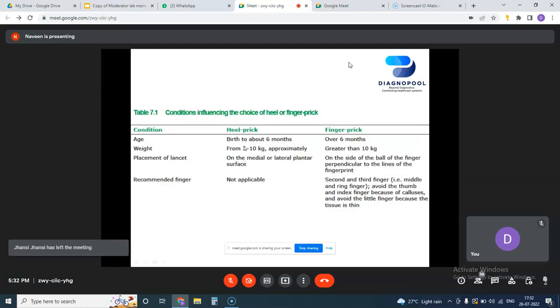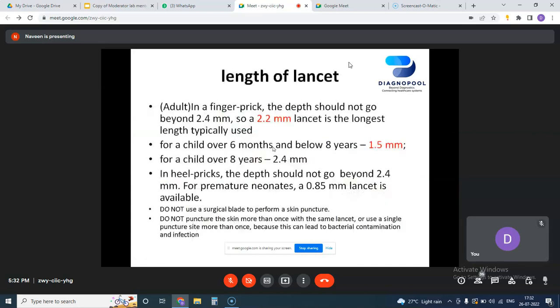And what we need to remember here is heel prick is preferred only when the patient is less than 6 months and the weight of the child is less than 10 kg. Otherwise, finger prick is a better choice. Length of the lancet, you can remember that in adults it will be around 2.2 millimeters and for the child it should be around 1.5 millimeters and not more than that.